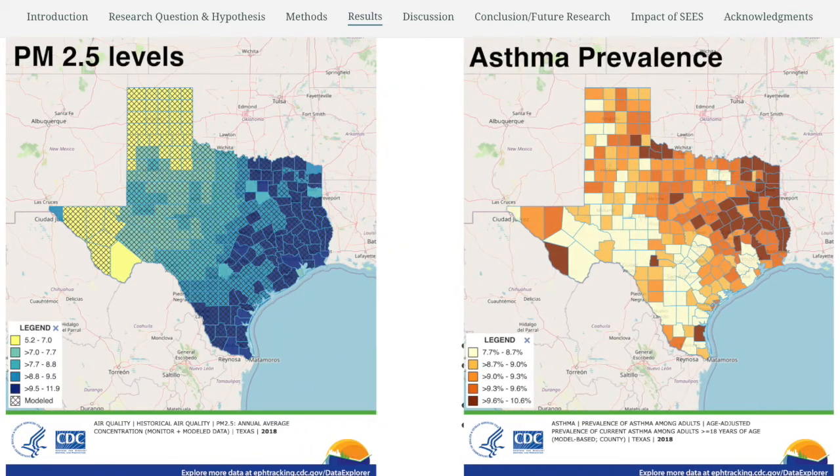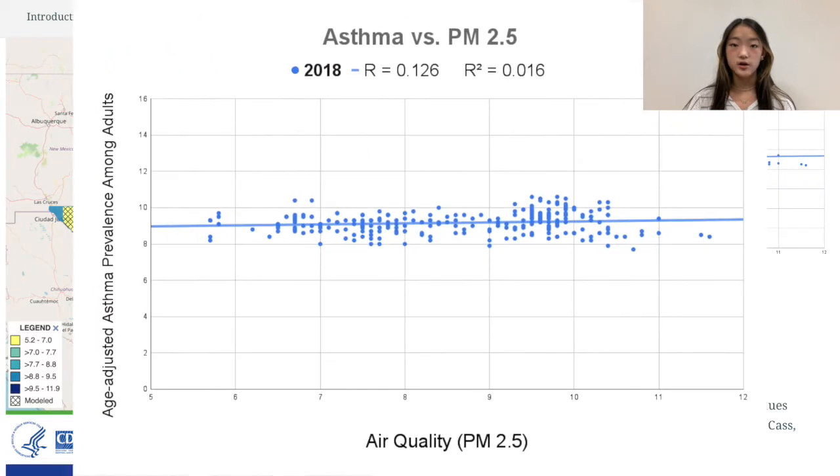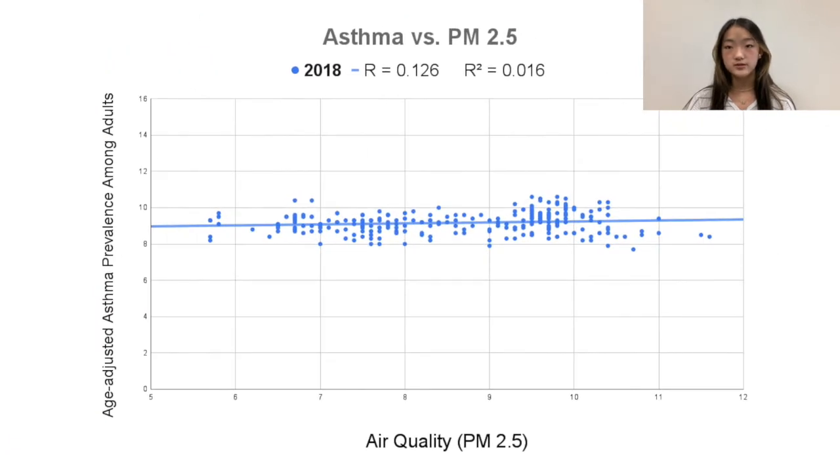Since the database we used did not have asthma hospitalization data for Texas, we chose to study the prevalence of asthma in adults instead. Due to data limitations, we were only able to generate a scatter plot showing the correlation between asthma prevalence in adults and PM 2.5 particles for 2018. Similar to that of California, the R and R squared values are low as well, but the counties of Cass, Brewster, and Kennedy seem to have higher correlation values between PM 2.5 and asthma.